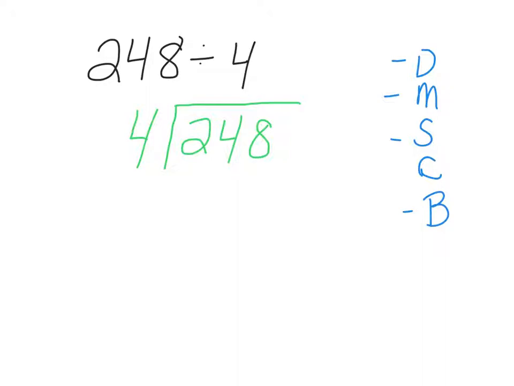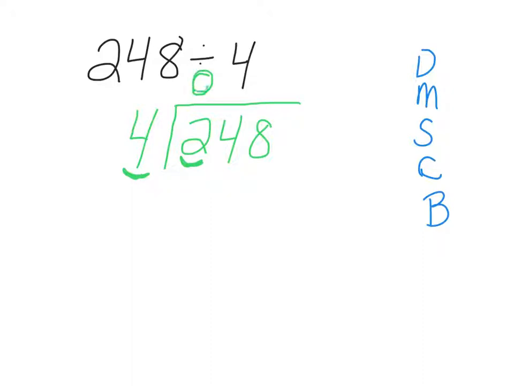Let's go ahead and work this through now. First things first is I'm going to erase these little lines over here. And every time we do something, we're going to check it off on our DMSCB list. So the first things first, we have to ask ourselves, how many times does that divisor of 4 go into our first number in our dividend of 2? Okay, so can 4 go into the number 2? It can't. It's way too big. 4 is way bigger than 2, so we're going to put a 0 up there.